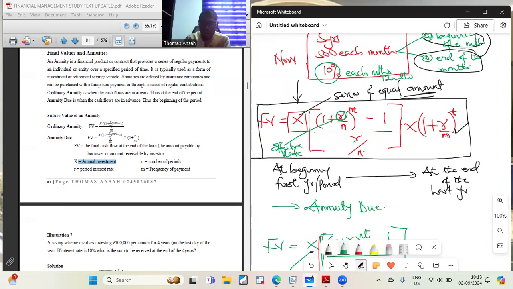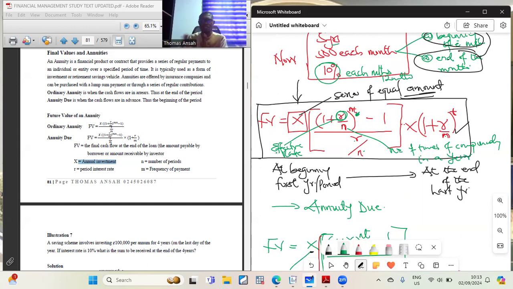So R, we've defined. What is N? The number of times it is compounding in a year. If it is monthly, there are 12 months in a year, so it will be compounding 12 times. The number of times of compounding in a year, that part is very important. Then what is T? T is the time for the investment. In this case, I have 5 years.